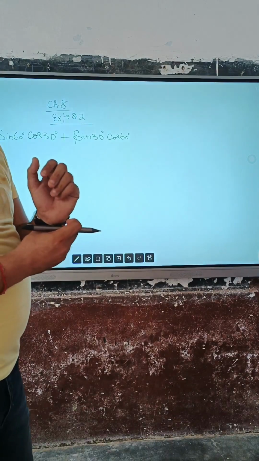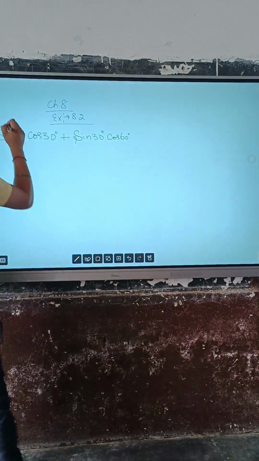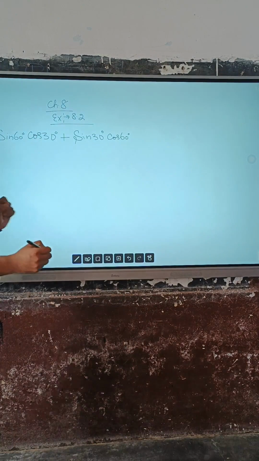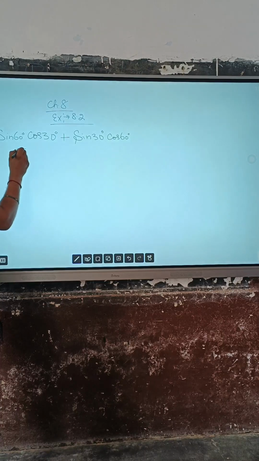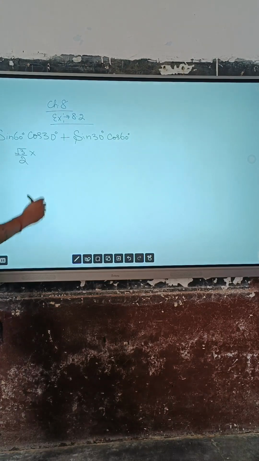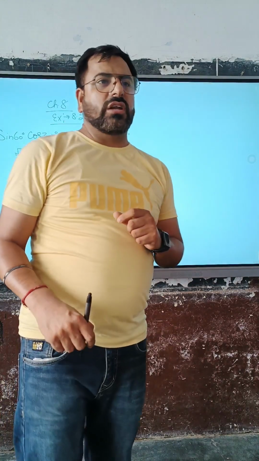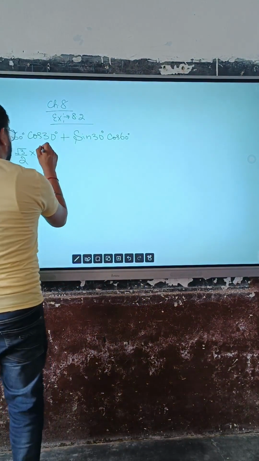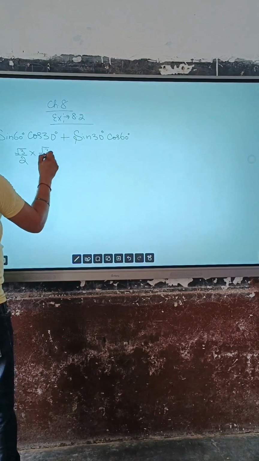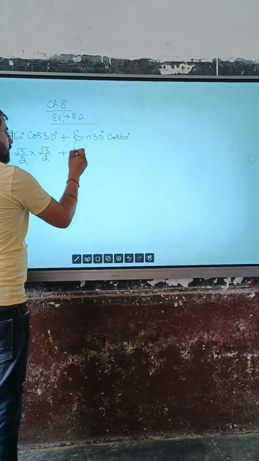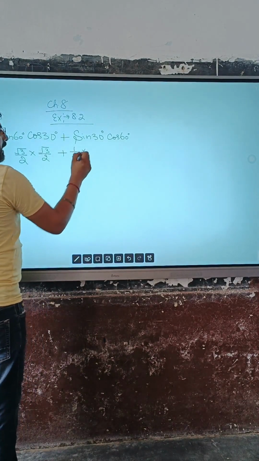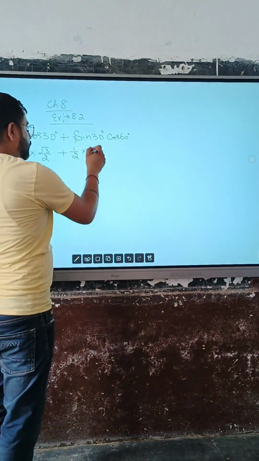How do we evaluate this? Sine 60 is root 3 by 2, and cos 30 is root 3 by 2, plus sine 30 is 1 by 2, and cos 60 is also 1 by 2.